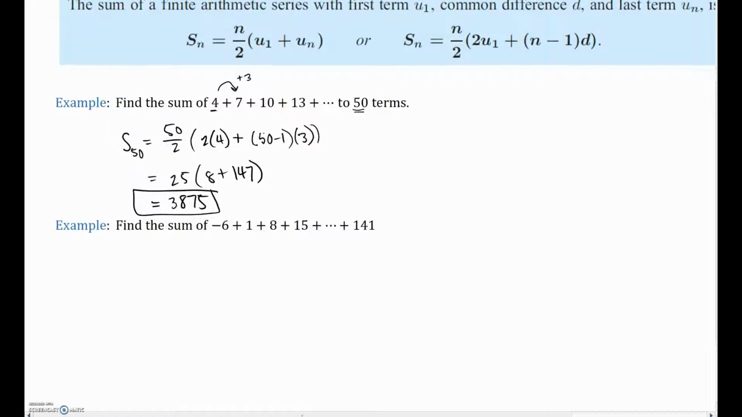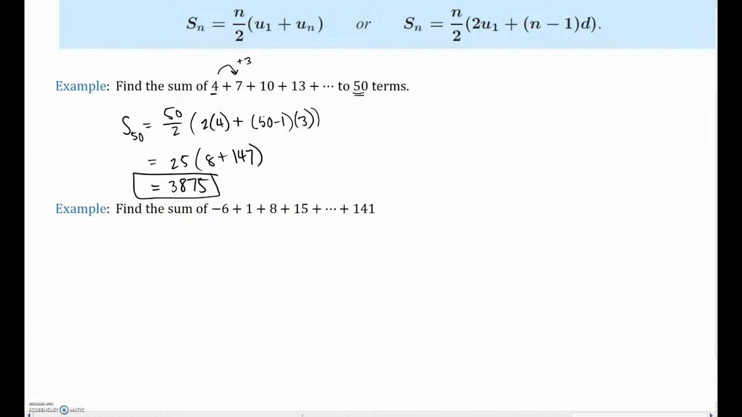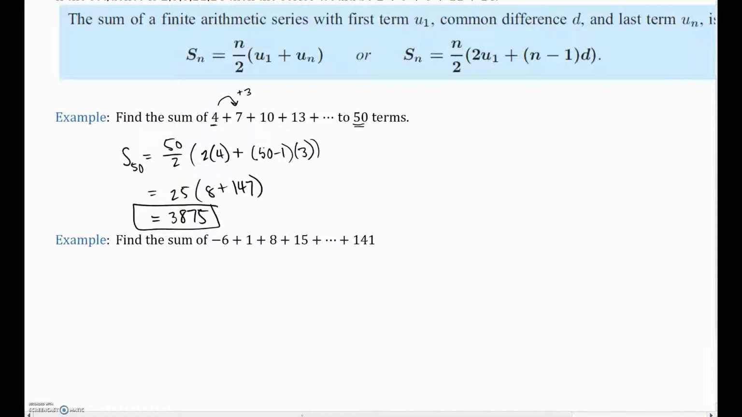All right, what about this one? Find the sum of this list. Now, bad news. They didn't tell me n. Oh, no, right? I need to know what n is. So I could figure it out. They did give me the first term. They did give me that it is adding 7 every time.